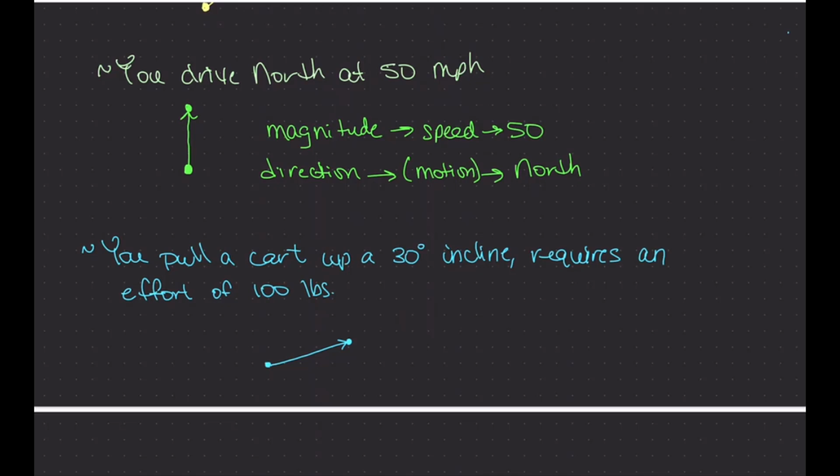So on this one, if we talk about our magnitude, our magnitude has to do with our speed or with the energy that we have to use in order to get from A to B. And so our magnitude is going to be our 100 pounds. Yep, good job. And then our direction is going to be 30 degrees. Yep. So there's always two parts to these when it comes to vectors, right?